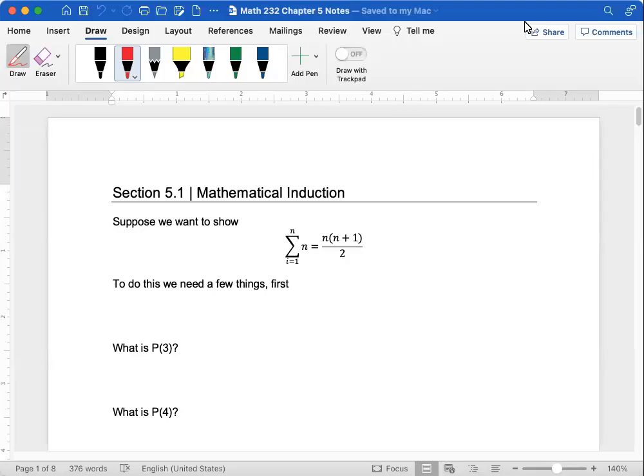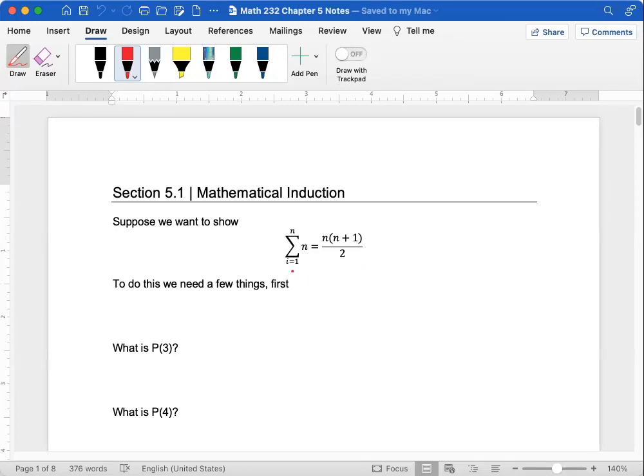In this video, we're going to talk about mathematical induction. So mathematical induction is another way to do a proof. We're going to do this kind of by example and introduce the process while we're going. So the example I've chosen is this formula.